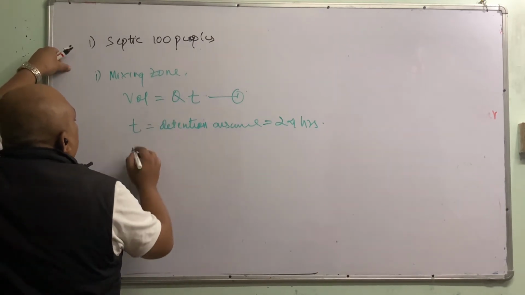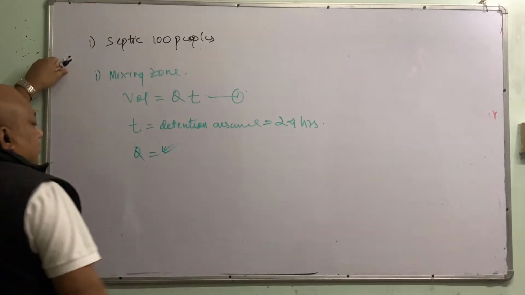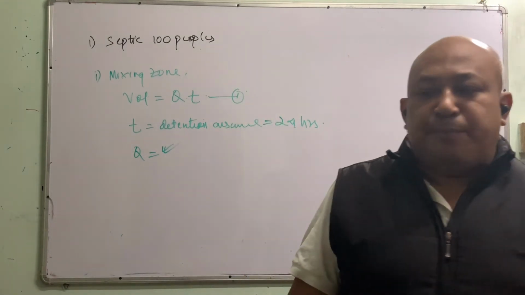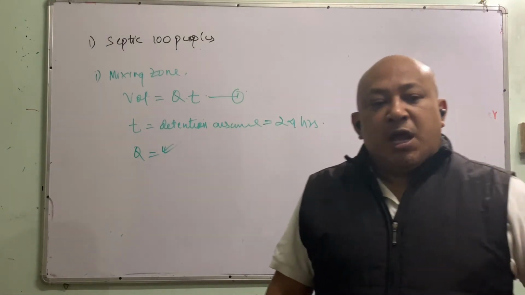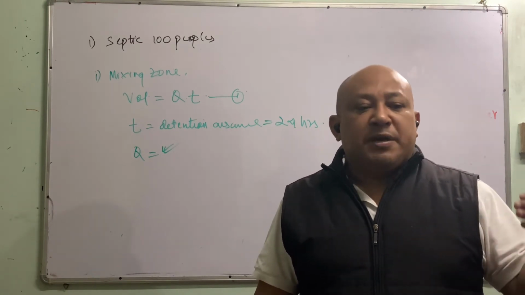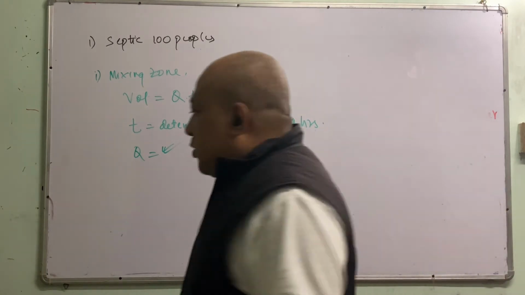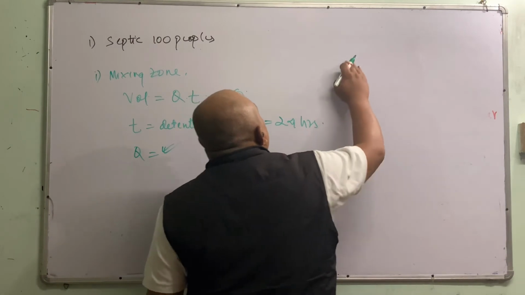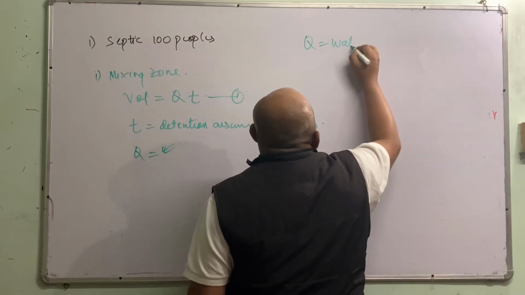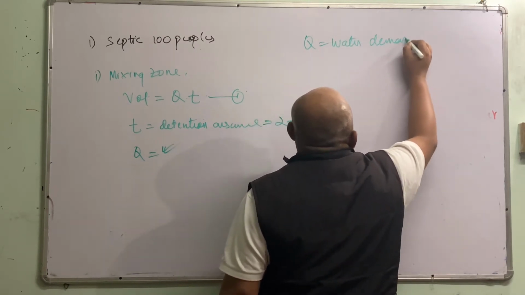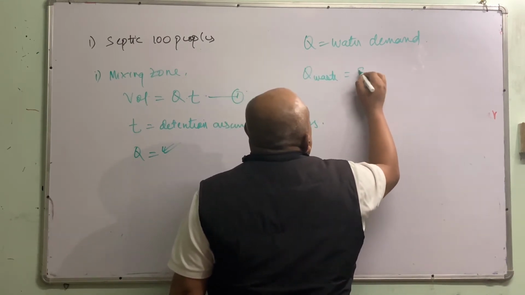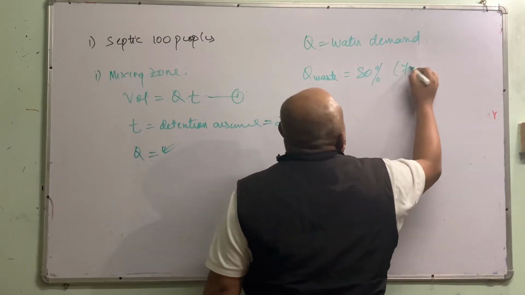And then what about the Q? What is the discharge? Discharge, they may or may not give. Discharge is very important. Without discharge, we cannot do it. That is, how much discharge is going to be there per day or per day per human. So remember, if Q is the water demand, then Q waste is going to be around 80%, maybe 70 to 85%.